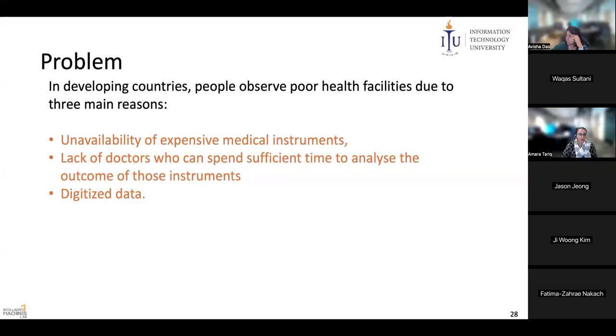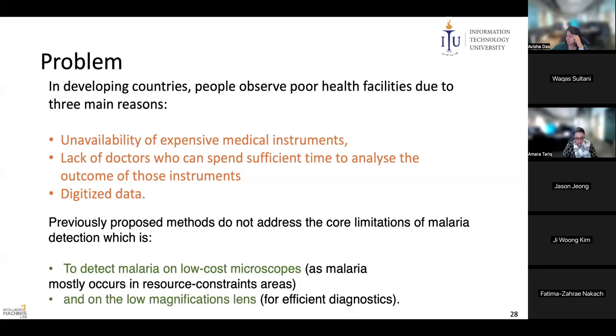So we thought we should try to enable the low quality microscope to work better. We decided to collect the data set with multiple microscopes, so that we have the low quality microscope and the high cost microscope together.